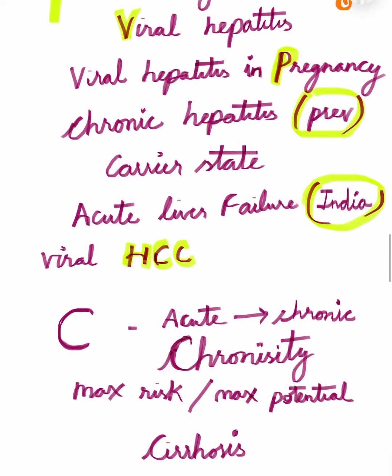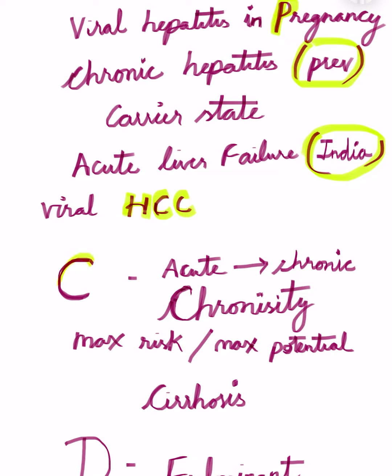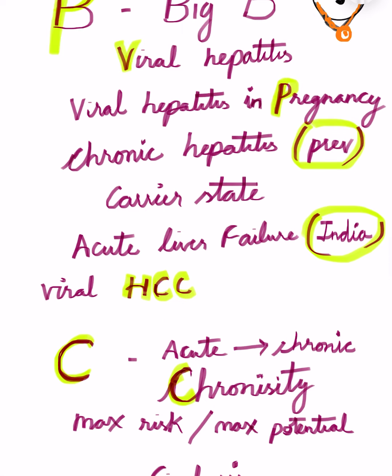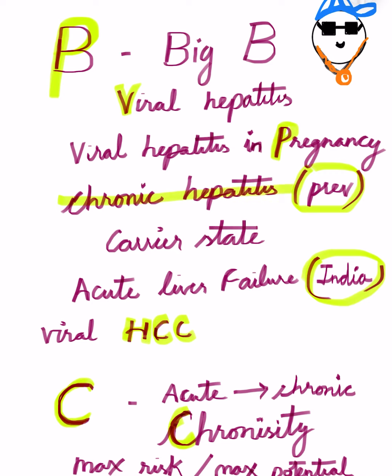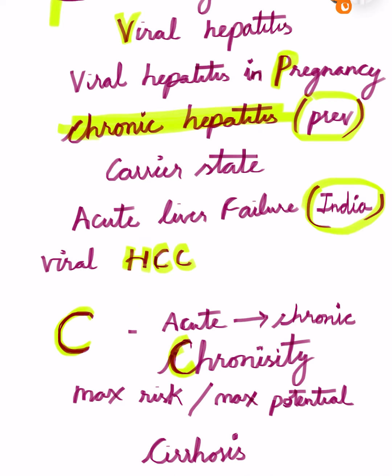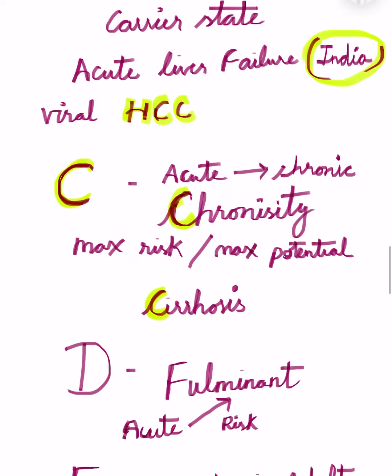Next, moving on to the hepatitis C virus. This C stands for chronicity. The maximum risk or potential to change from acute to chronic form is with the hepatitis C virus, whereas the most common cause of chronic hepatitis is hepatitis B. But the maximum potential to change into chronicity is with hepatitis C virus, and C also stands for cirrhosis of liver, the most common cause of cirrhosis of liver.